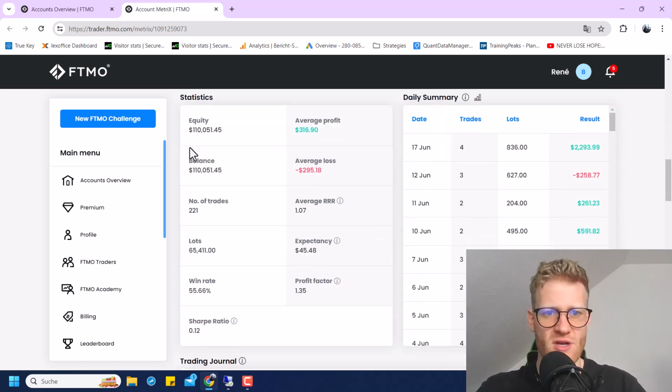Then we will have some more statistics. As you can see here, profit factor is in this account very, very good. Win rate is positive, total of 220 trades.